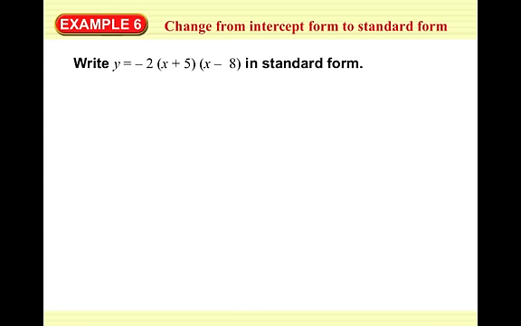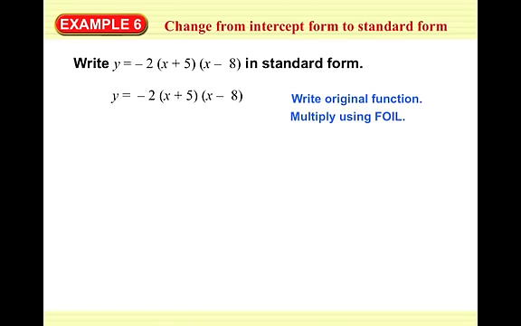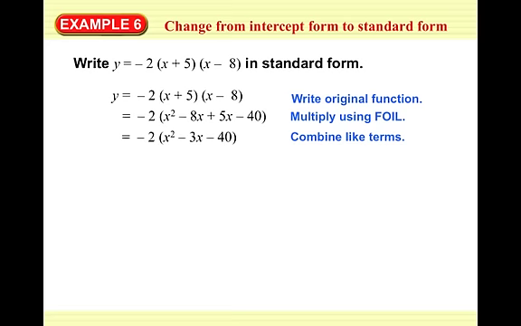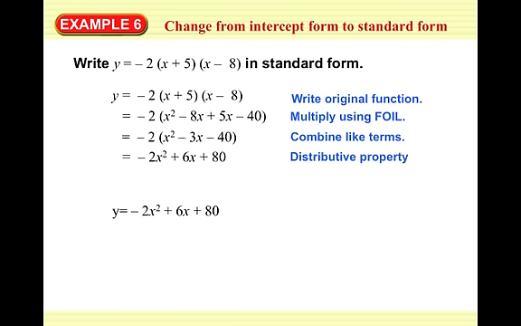All right, we're going to change from intercept form to standard form. So we've got y equals negative 2 times (x plus 5) times (x minus 8), and we want to write that in standard form. So write the original function, multiply the two binomials using FOIL. Okay, so you're going to have negative 2 times (x squared minus 8x plus 5x minus 40). Combine the like terms, and you'll have negative 2 times (x squared minus 3x minus 40). Now distribute the negative 2. And so we get negative 2x squared plus 6x plus 80. So y equals negative 2x squared plus 6x plus 80, and that is in standard form.